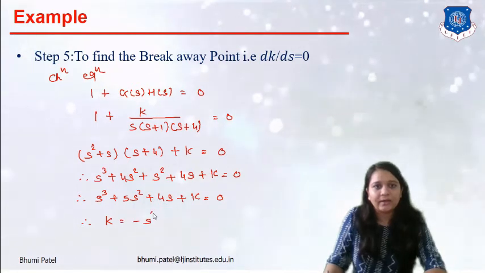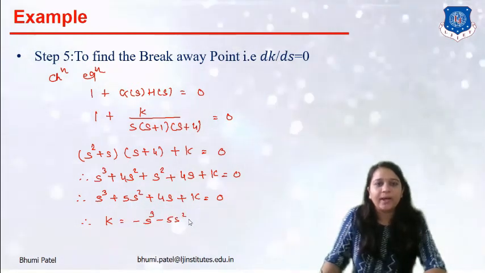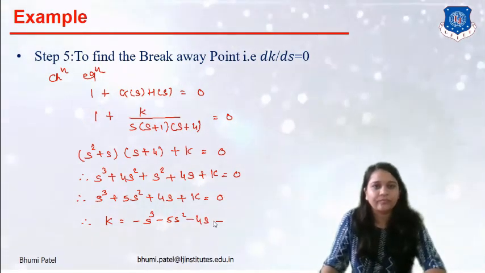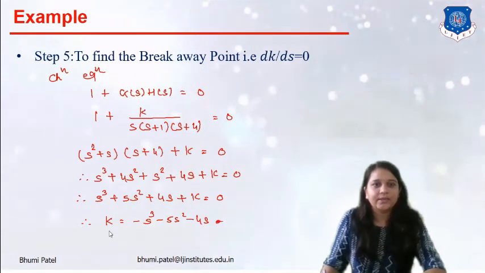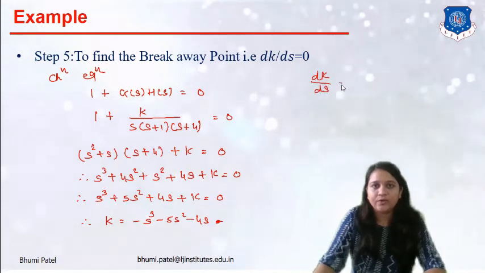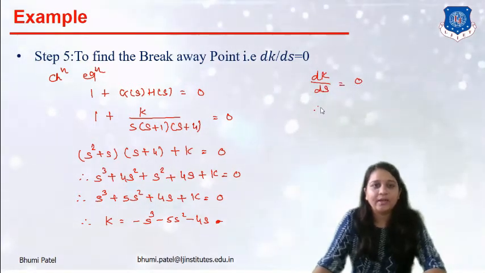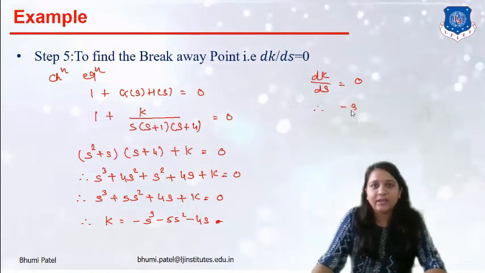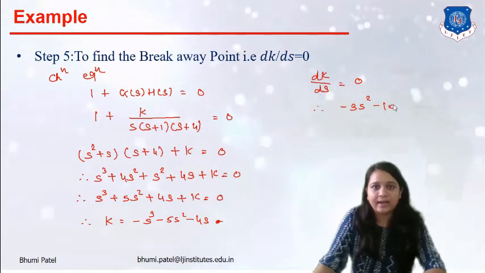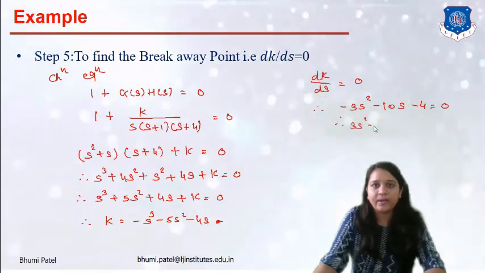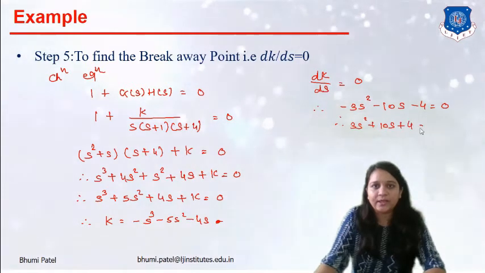So k is equal to minus s cube minus 5s square minus 4s. Now we have to find dk by ds, and set the value equal to 0. That means we differentiate k with respect to s. So differentiating s cube gives 3s square, minus 10s, minus 4, is equal to 0. That means 3s square plus 10s plus 4 is equal to 0.